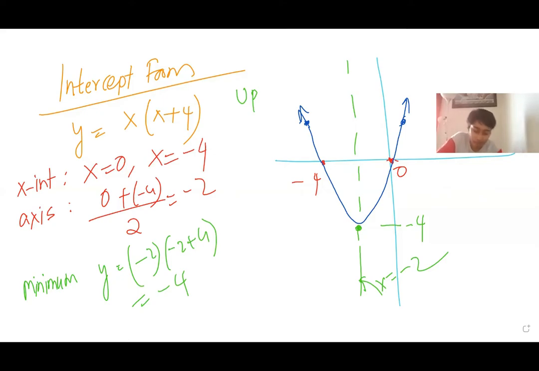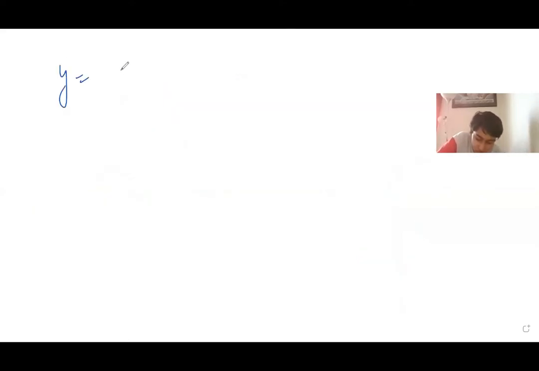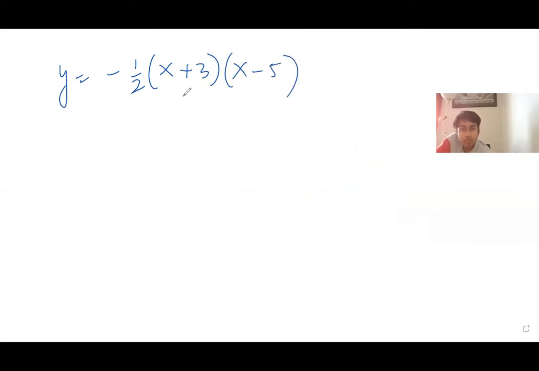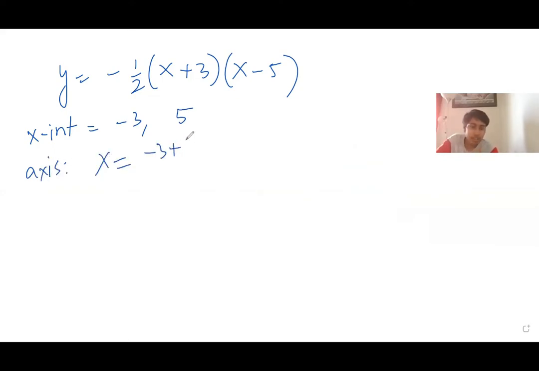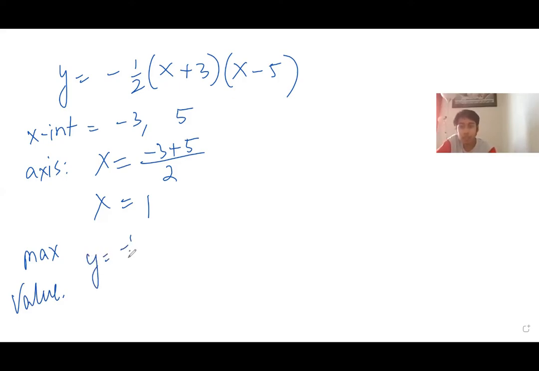Yes, sir. Let me take another example based on this. And let me take this as y equals minus half times (x plus 3) times (x minus 5). Tell me, how will you sketch this graph? So first I'll locate the x-intercepts. So one is at -3 and the other is at 5. Yes. Then what I'll do is I'll calculate the axis of symmetry. So in this case, -3 plus 5 divided by 2 would be 1, sir, as our axis of symmetry. Correct. And then from there, I can plug it into (x plus 3) and (x minus 5) to get my max value, considering that it is opening downwards.